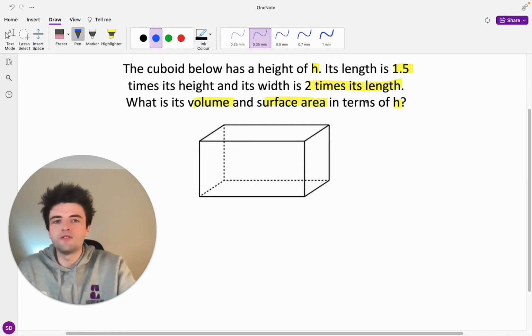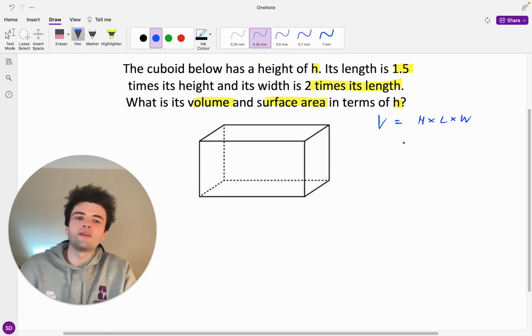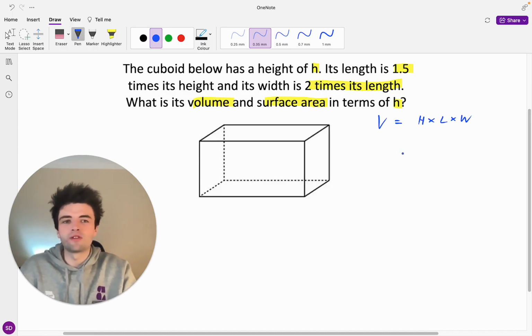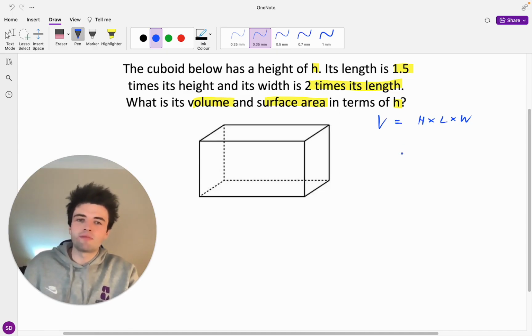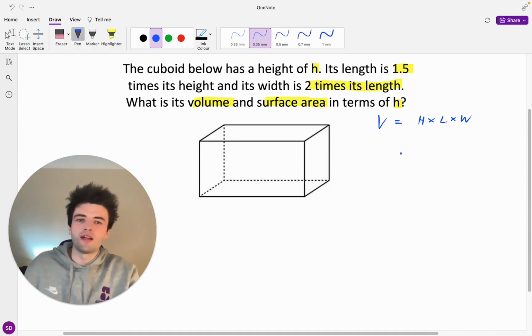So the first thing I'm going to do is just put our formulas for volume and surface area over here on the right. So our volume is height by length by width, or occasionally you'll see depth, or whatever it might be called, but the idea here is we're taking a square of a certain length and width and we're multiplying it by either a height or a depth.